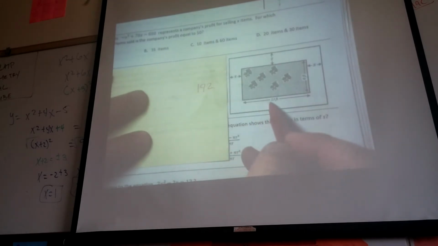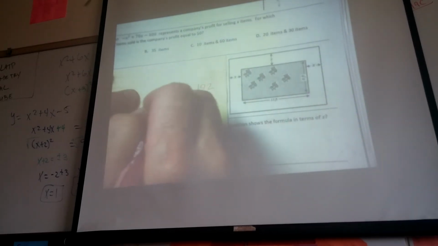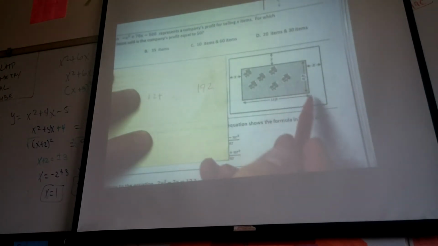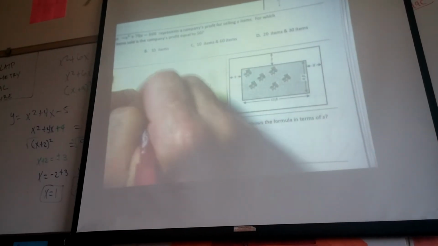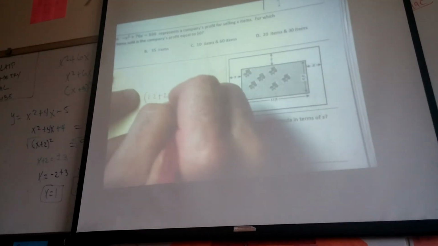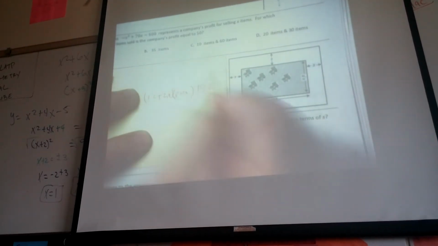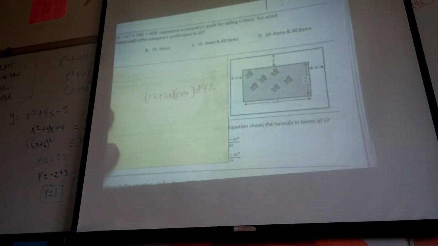Well, if you look here, this is 12 here. And this is x, and this is x. So the width here is 12 plus x plus x. So the width is 12 plus 2x. The length here is 8 plus x here and x here. So that means it's 8 plus 2x. And that has to give me 192.